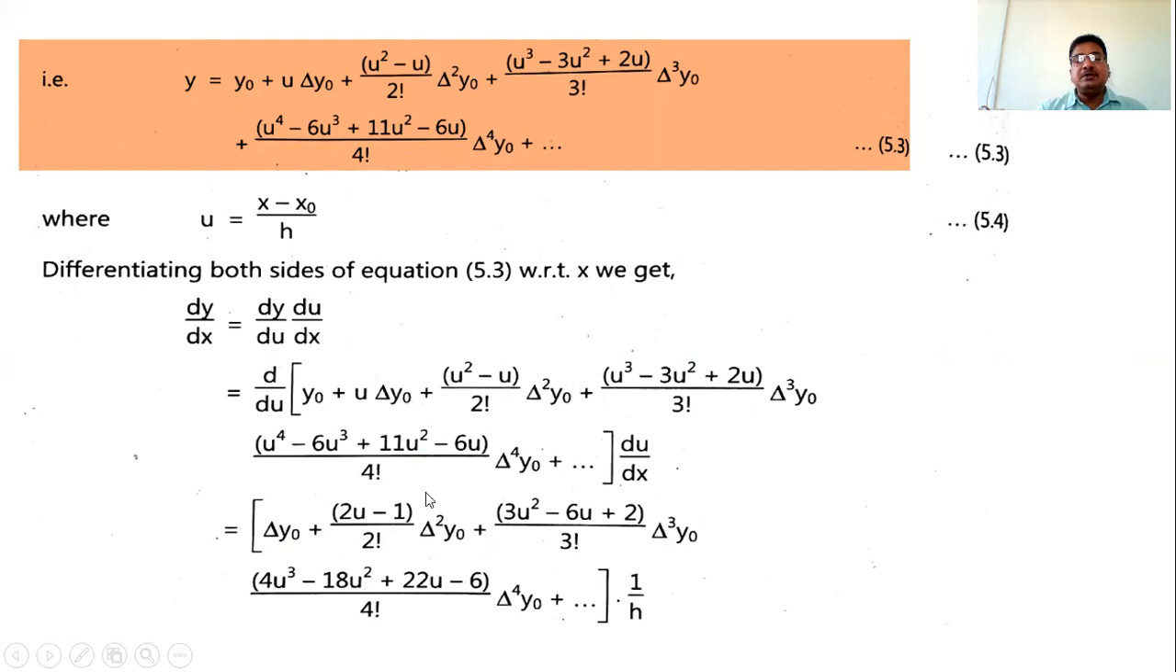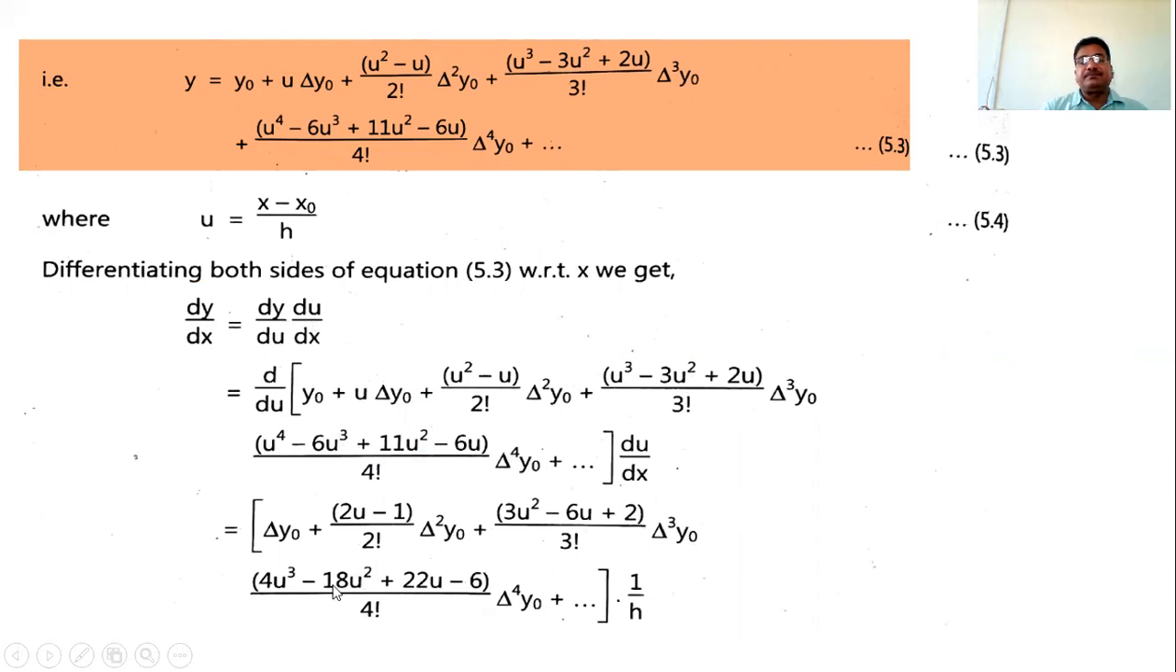Derivative of minus u is 1 divided by 2 factorial delta square y naught, and the derivative of u cube is 3u square minus 6u plus 2 divided by 3 factorial delta cube y naught, and the derivative of this quantity is what? 4u cube minus 6 into 3, that is 18u square, plus 11 into 2, that is 22u minus 6 divided by 4 factorial delta raised to 4 y naught plus so on, and 1 by h is the value of du by dx.